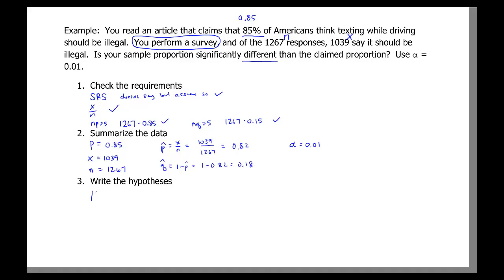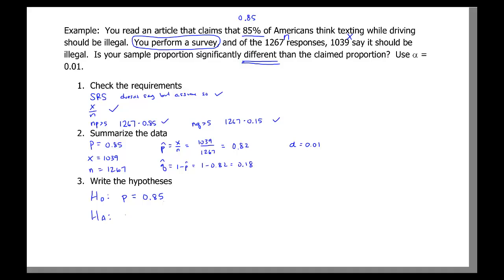Right, the hypotheses. We have a null hypothesis, where P is equal to a claimed value. The claimed value in this problem is 0.85. The alternative hypothesis, key word in the problem is the word different. It doesn't say less than or greater than, it just says different.